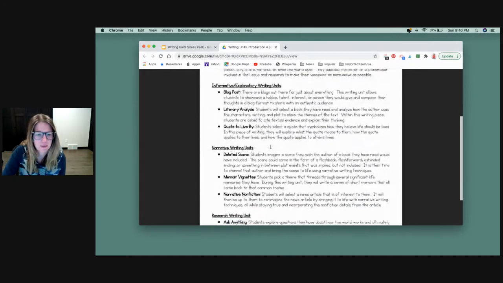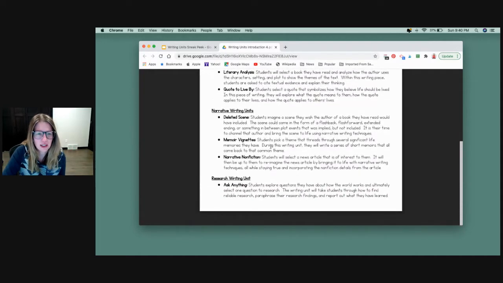For the narrative writing units, the deleted scene is where students take a book that they're familiar with, that they've recently read, and they write about a scene that did not happen but could have happened, or was implied but the author didn't write about. It could also be a flashback, flash forward, or an extended ending.